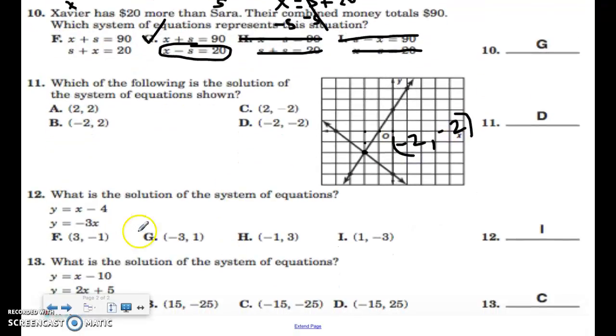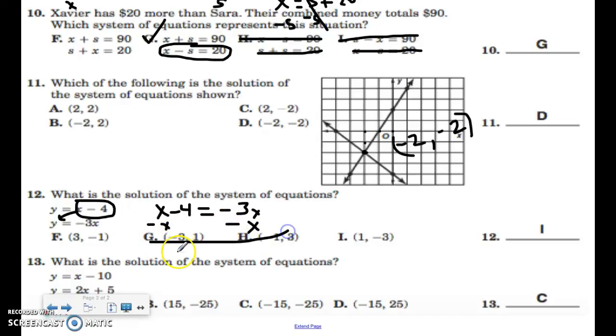Number 12. What is the solution of this? Okay, again, I've got two equations. I want to know the x and y value that make these both true. I've been substituting. X minus 4 goes in for this y, equals negative 3x. I would subtract x from both sides. Negative 4 equals negative 4x. Divide both sides by negative 4, I get x equals 1.